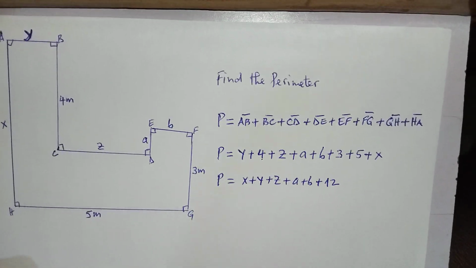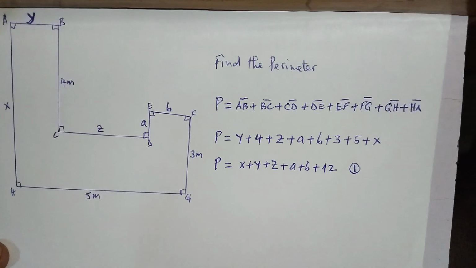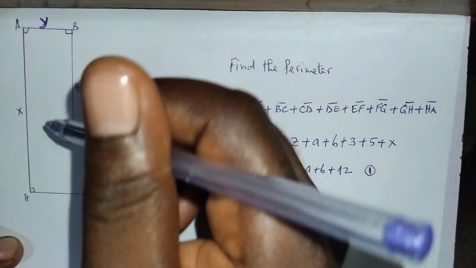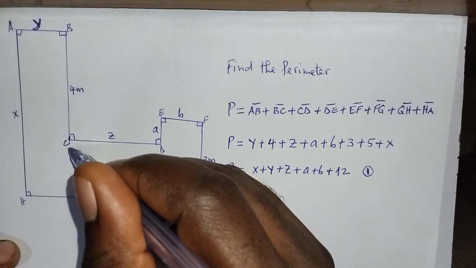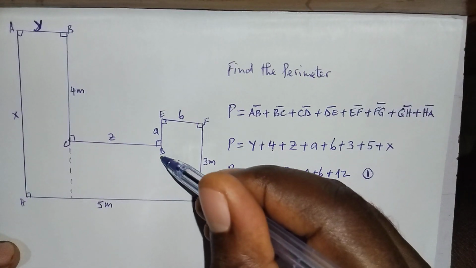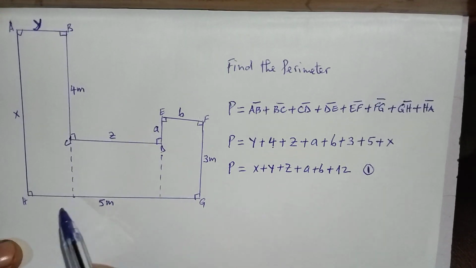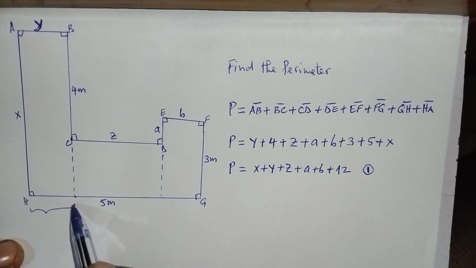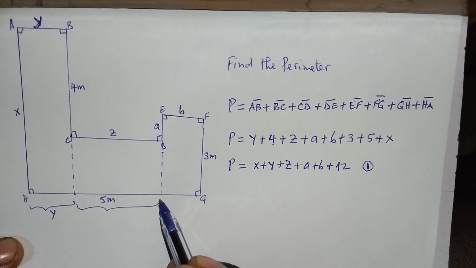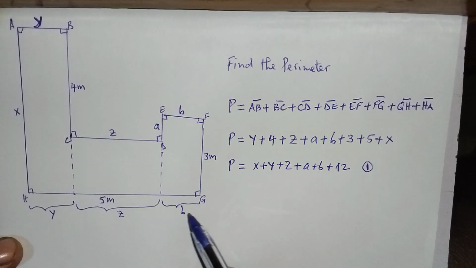Yes, this is, let's make this equation 1. So from here, when you look like this and like this, from here is equal to y, and from here up to here is equal to z, and from here up to here equal to b.